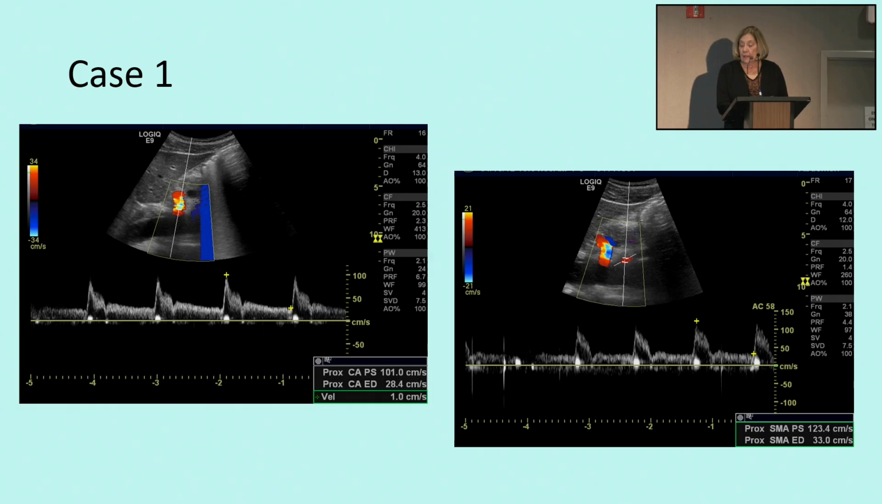So here's the celiac, and here's the SMA. Now, our aorta is in that normal 60-ish range of velocity, centimeters per second. The celiac artery is at 101. The SMA is at 123. What do you notice first about this is that they both look very similar. The celiac looks like the SMA and vice versa, right?